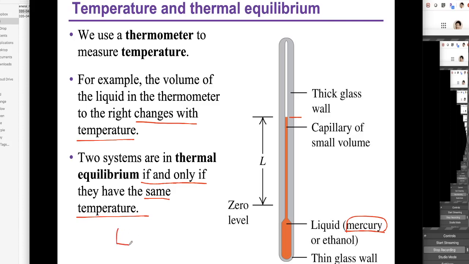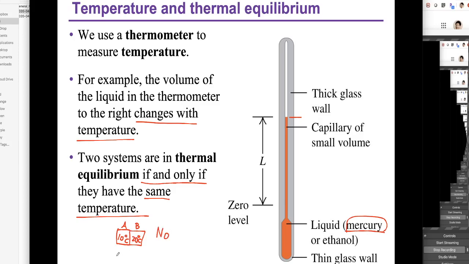For example, if we have two objects, A and B, now A is 10 degrees and B is 20 degrees in Celsius. So this is A and B. Now we have a question. Are A and B in thermal equilibrium? Please think about it. And the answer is no.